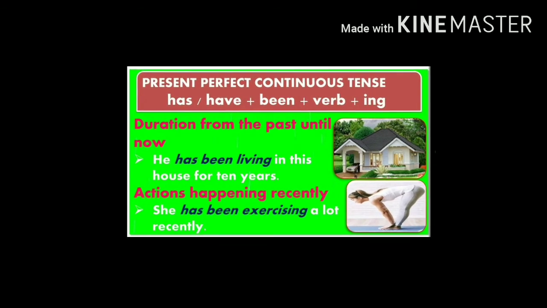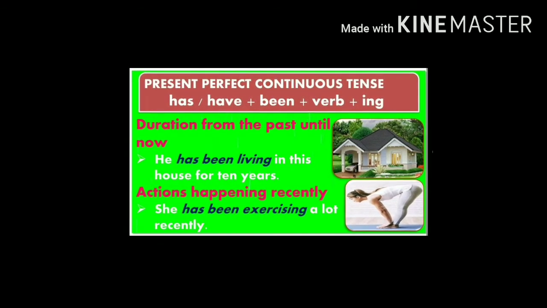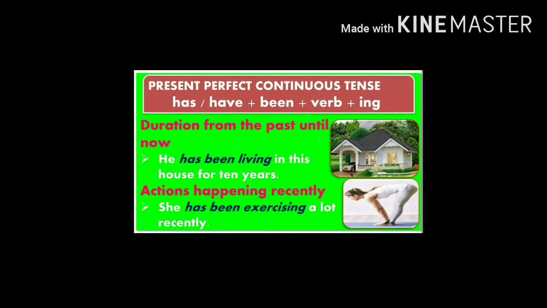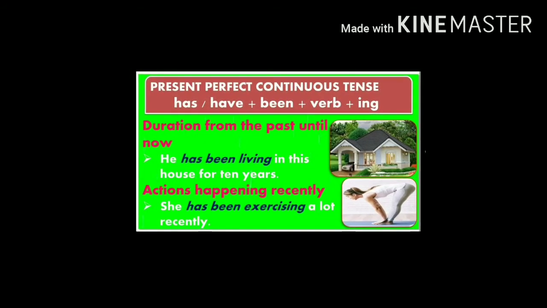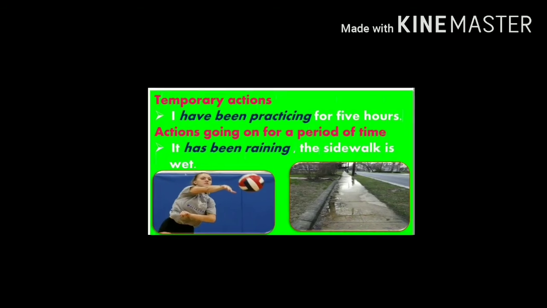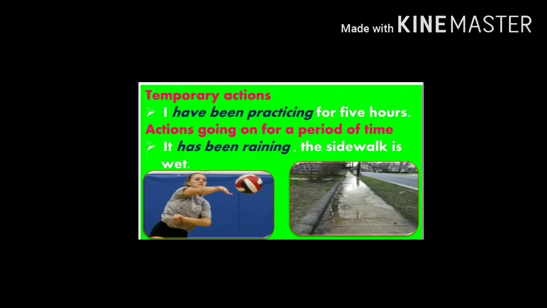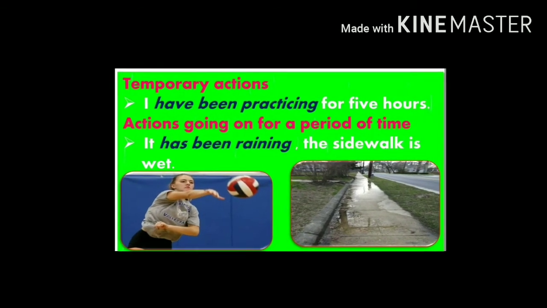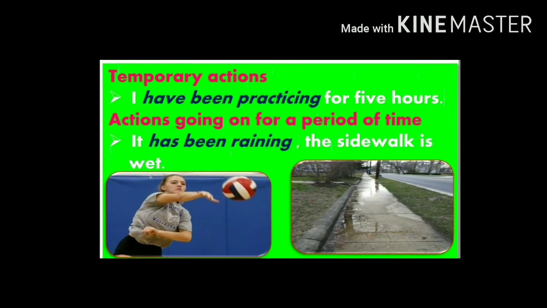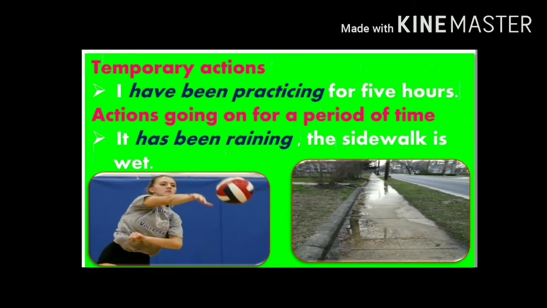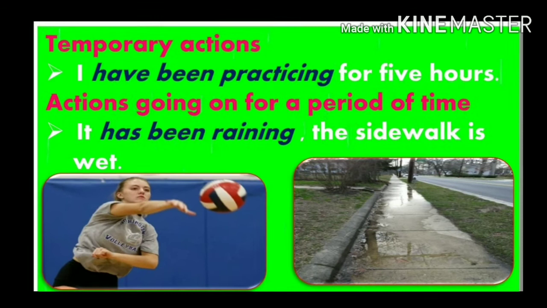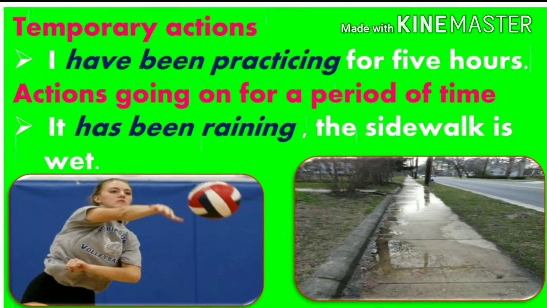Next one is actions happening recently. Example, she has been exercising a lot recently. Next one is temporary actions. Example, I have been practicing for 5 hours. And the last one is actions going on for a period of time. It has been raining, the sidewalk is wet.